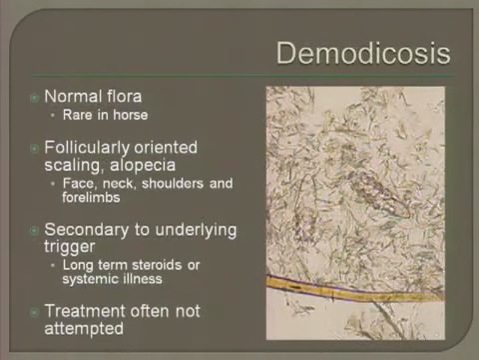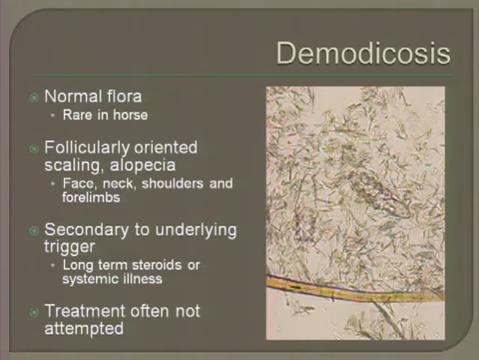All right, demodicosis. So Demodex is normal flora in the horse. You're probably tired of hearing this, but Demodex, it's normal flora. So again, something has to go wrong for it to proliferate. Thankfully, clinical demodicosis is actually rare in the horse. And when it's present, it causes follicularly oriented scaling and alopecia. It can start on the face, neck, shoulders, and forelimbs, but it can become generalized. So again, it's secondary to some underlying trigger. That can be a systemic illness. That can just be chronic long-term steroid use.